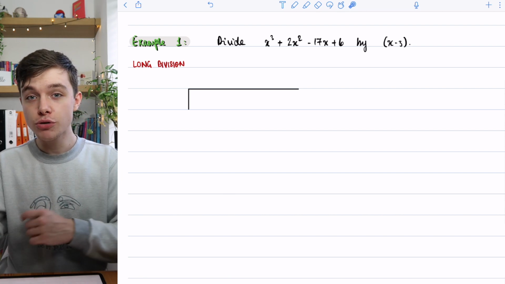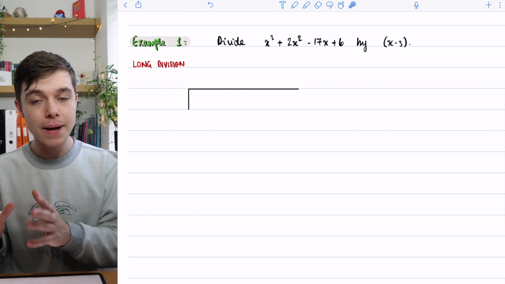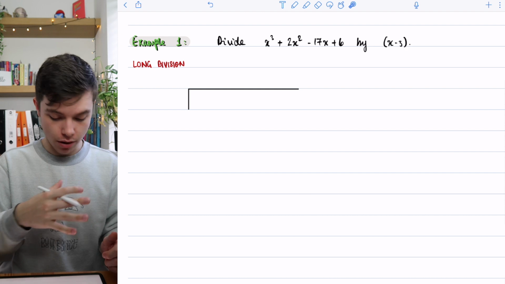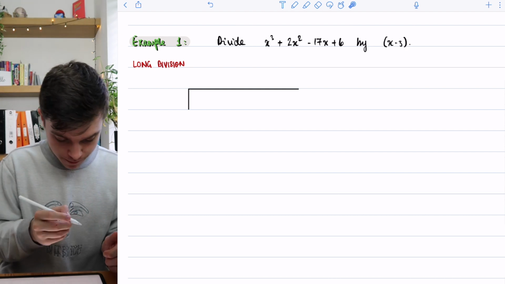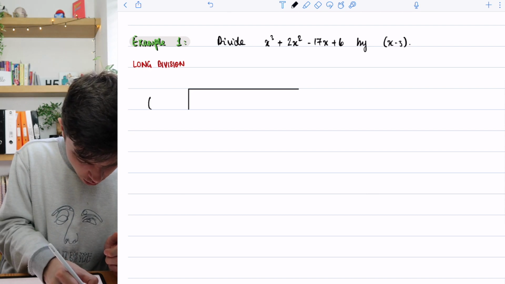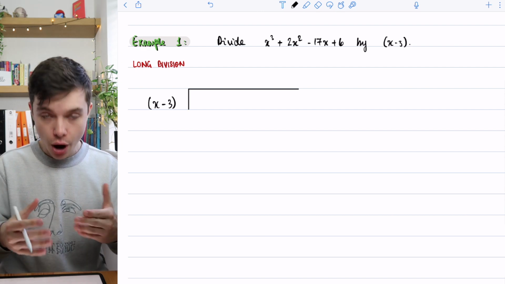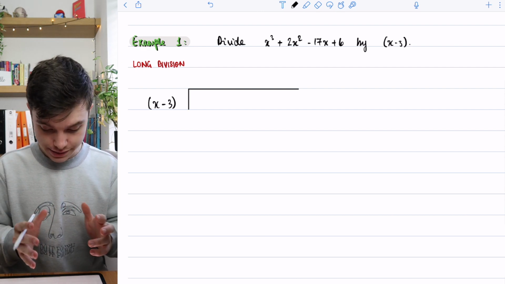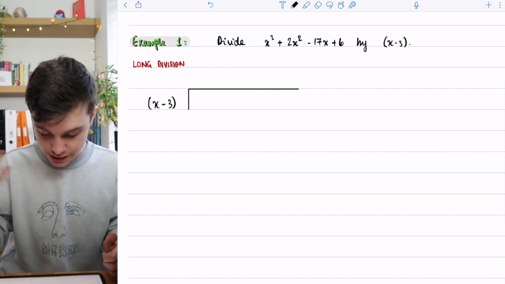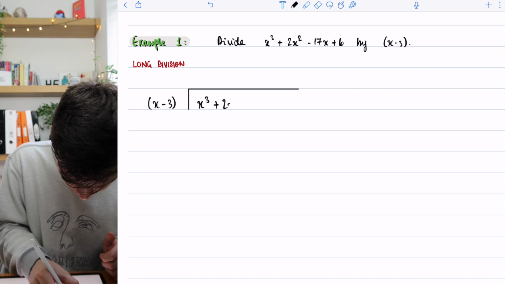To start off the solution, we're going to write what we are dividing by outside of our little bus stop, our long division lines. So the x minus 3 goes here, and then what we are dividing goes under the lines. So we're dividing x cubed plus 2x squared minus 17x plus 6. So that is going to go there.